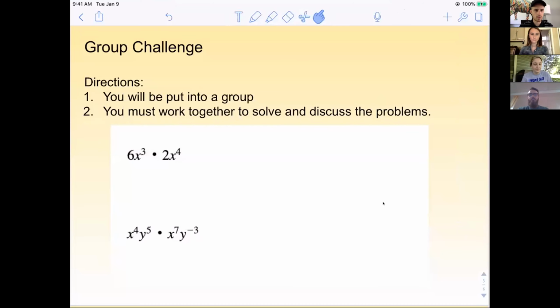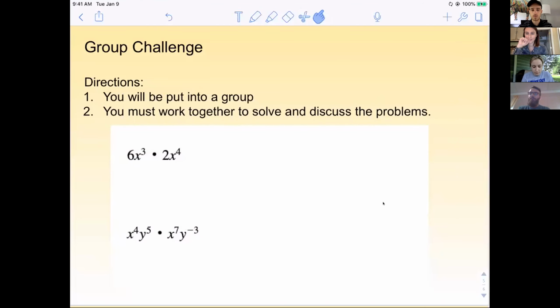Okay, there are 2 problems. So you have 6x to the 3rd times 2x to the 4th as the first problem, and the second problem is x to the 4th, y to the 5th times x to the 7th, y to the negative 3rd. So why don't you guys discuss this a little bit? If someone wants to take the lead on the first one and show their work, you can do that. You just have to let me know if you'd like me to stop sharing the problems before you write those down, okay?